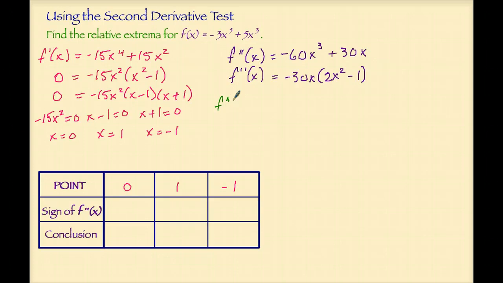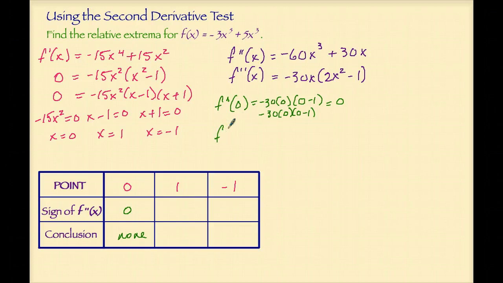F double prime of 0 is going to be negative 30 times 0 times 0 minus 1, which is essentially negative 30 times, well, I guess we already can see that it doesn't really matter what anything else is. That is going to be 0. Interesting. This is not a positive number or a negative number. So for the second derivative equaling 0 here, we have no conclusion. We can't tell if it's a max or a min value at 0.